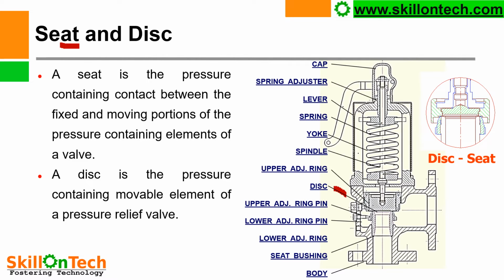So here you can see this is a disc and this is a seat bushing. This is a lower adjusting ring pin, upper adjusting ring pin, upper adjusting ring. This is a spindle, yoke, spring, lever, spring adjuster, cap. So in this cross section you can see disc and seat. This is a seat and this is a disc.